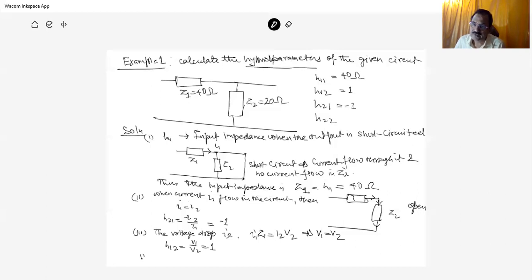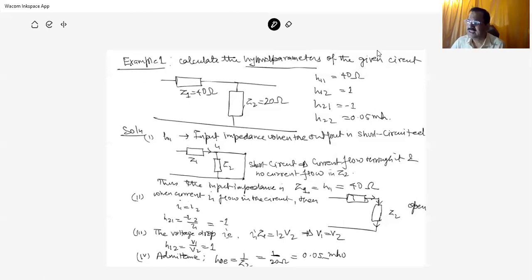The fourth is admittance. Admittance, that is HOE is equal to 1 upon Z2, that is 1 upon 20 ohm. So this is 0.05 mu. So this one is the simple way to express the current.